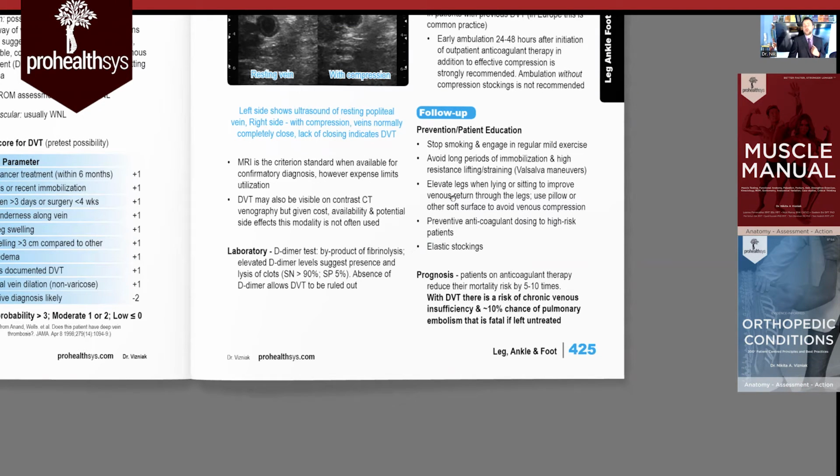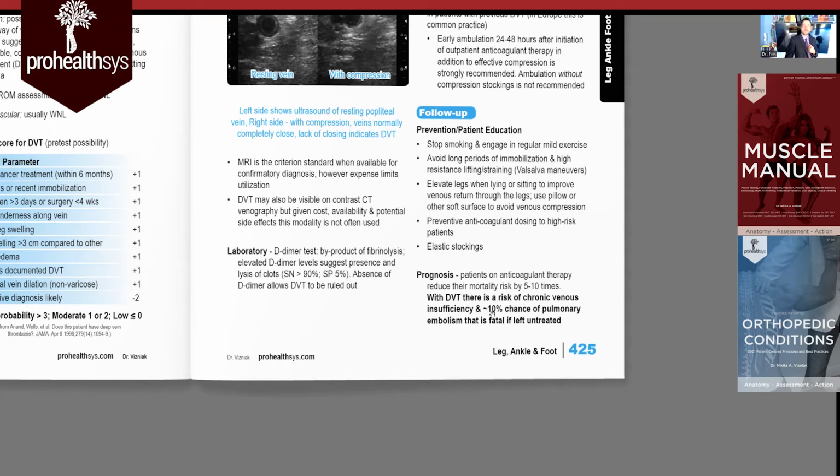Actually, sitting is also the new smoking and would be very relevant in these cases right here because prolonged sitting can also lead to it. Avoid long periods of immobilization and high resistance training like Valsalva maneuvers that cause venous distension potentially. Elevate the legs when you're lying down or sitting to improve venous return. This is a nice, easy, passive way for people to deal with this. Preventive anticoagulant therapy might be there for higher risk patients. Elastic stockings to keep the veins a little less distended might be a good idea.